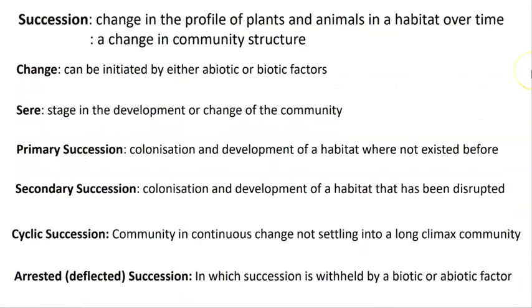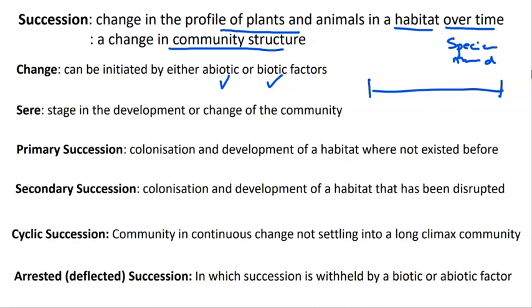Succession is defined as a change in the profile of the plants and animals in a habitat over time. In other words, a change in the community structure. The community structure would be composed of a list of species and the relative abundance of those species and how they are interacting with each other. The change in this community structure can be caused either by abiotic or biotic factors, or indeed a combination of the two. In any process of change over time, they will go through a number of stages of change, and each stage is known as a Sere.